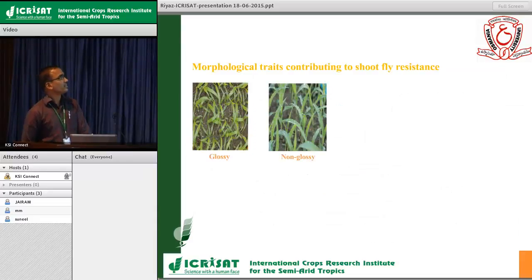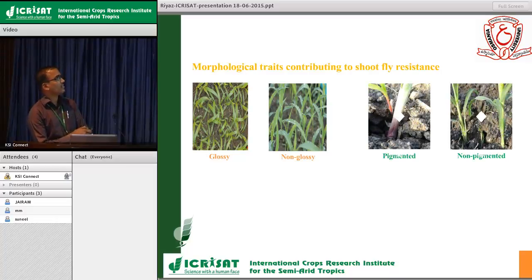These are the morphological traits contributing to shoot fly resistance. This is glossy, this is non-glossy. Glossy is the resistant trait, whereas non-glossy is the susceptible one. This is pigmented leaf sheath and non-pigmented.